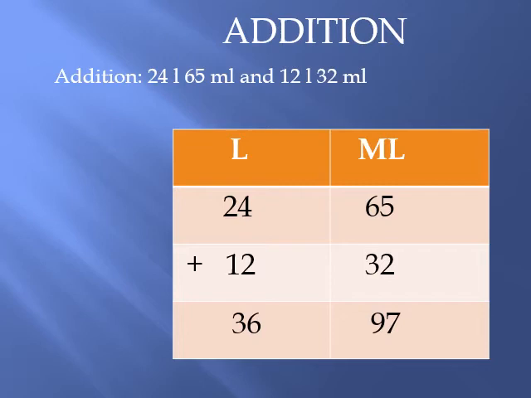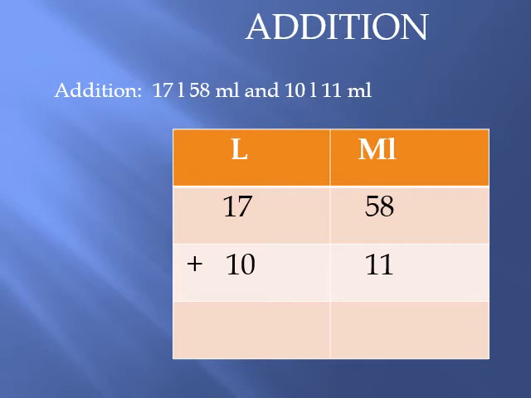First we add milliliter. 65 milliliter plus 32 milliliter is equal to 97 milliliter. Now we will add liter. 24 liter plus 12 liter is equal to 36 liter. So the answer is 36 liter 97 milliliter.